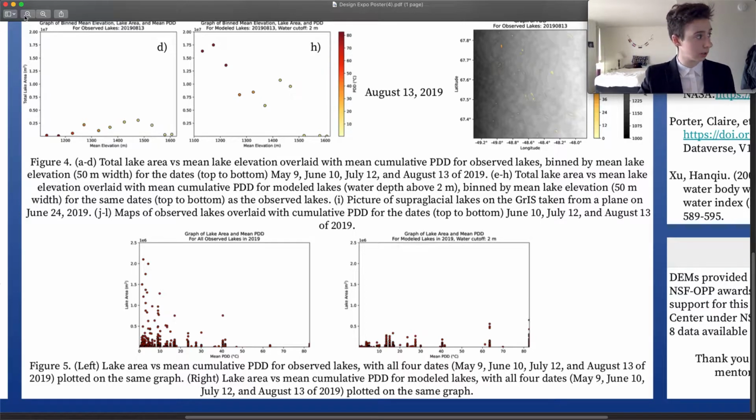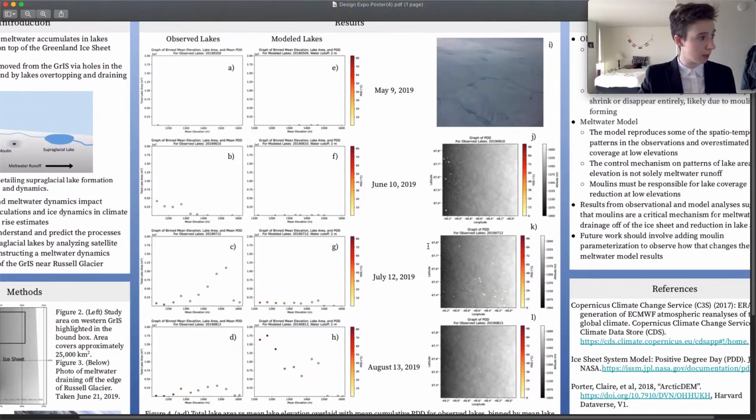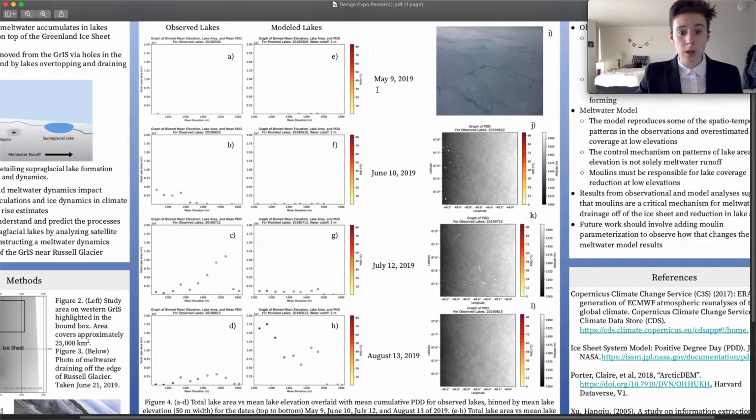Now, if we take a look at the middle column here, the model results, we can see that they do not match the observations. Late in the melt season, the model overestimates the lake coverage by a large margin. Although I think the model does a pretty good job of estimating the distribution of lake area by elevation. It struggles to drain lakes at a low elevation, so you get sort of like a pile up of meltwater at low elevations.